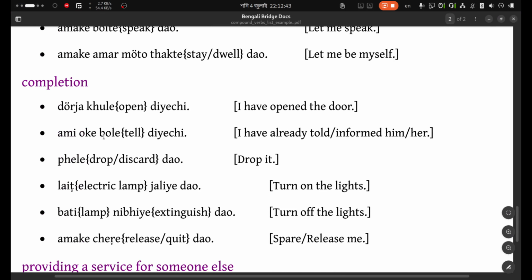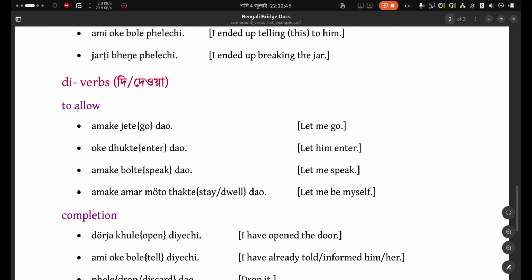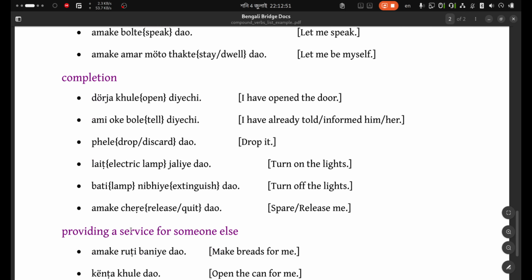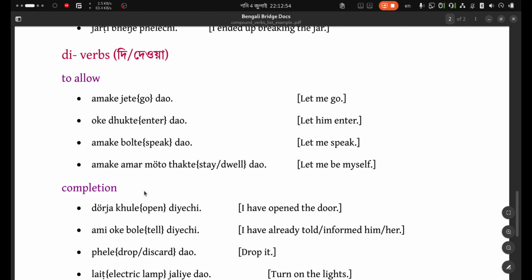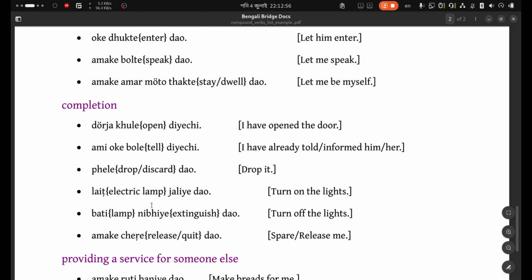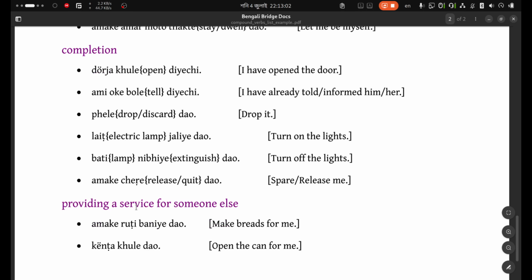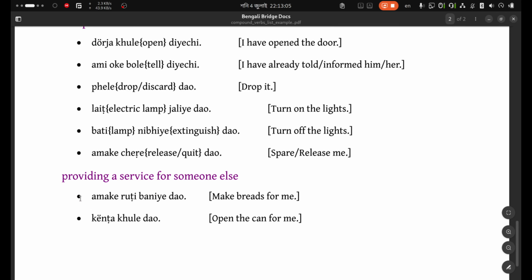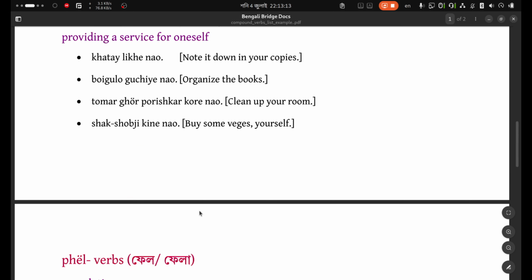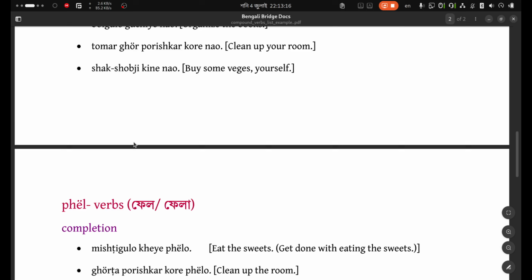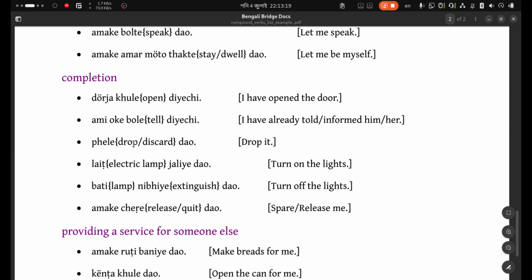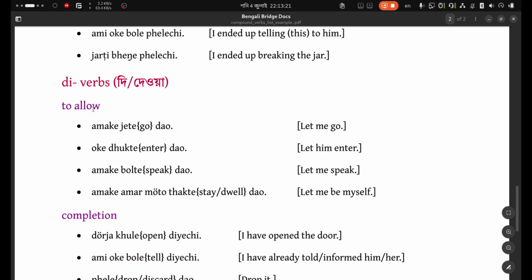I have listed three types of meanings: to allow, completion. Yes, dawa can also be used to mean completion, and providing a service for someone else, which is analogous to providing a service for oneself. It is analogous to that example or that category.